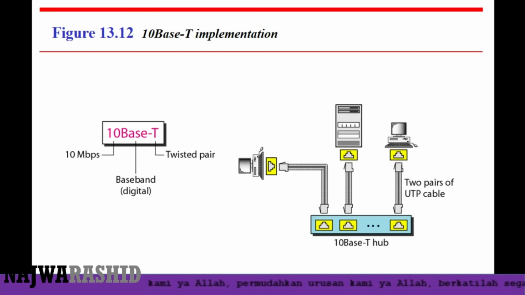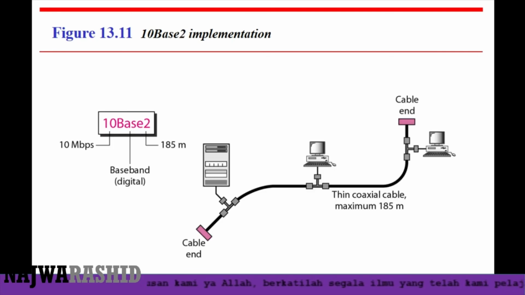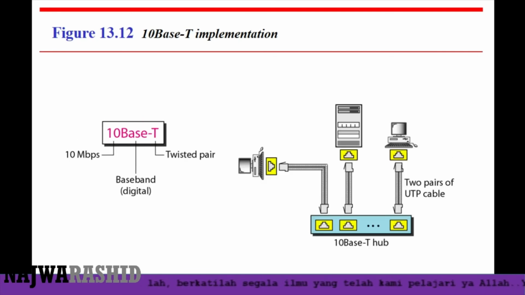Okay, the next one, we have 10BaseT. In the previous one, we used a single cable. In this part, 10BaseT, we use 2 pairs of UTP cable. So it uses 2 pairs of the UTP cable. Okay, the topology is star topology. The distance of this twisted pair cable is 100 meters. And then it still uses baseband digital transmission.